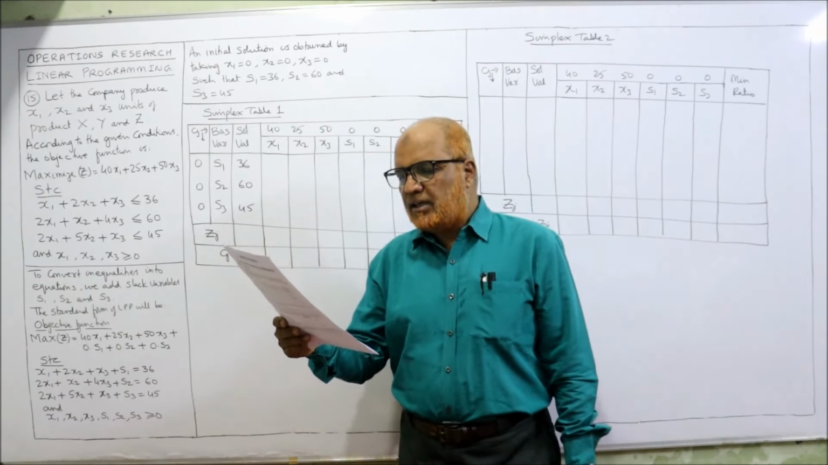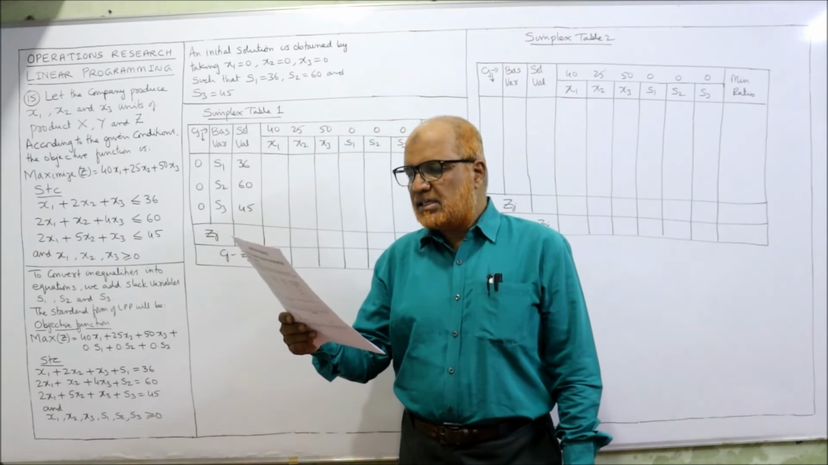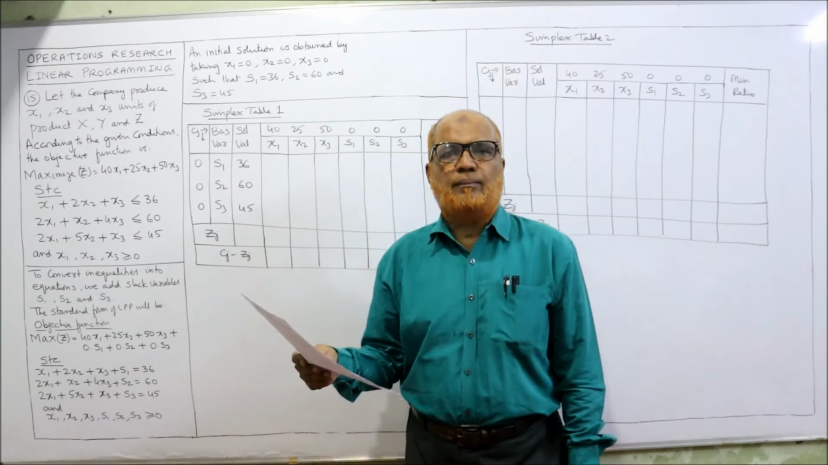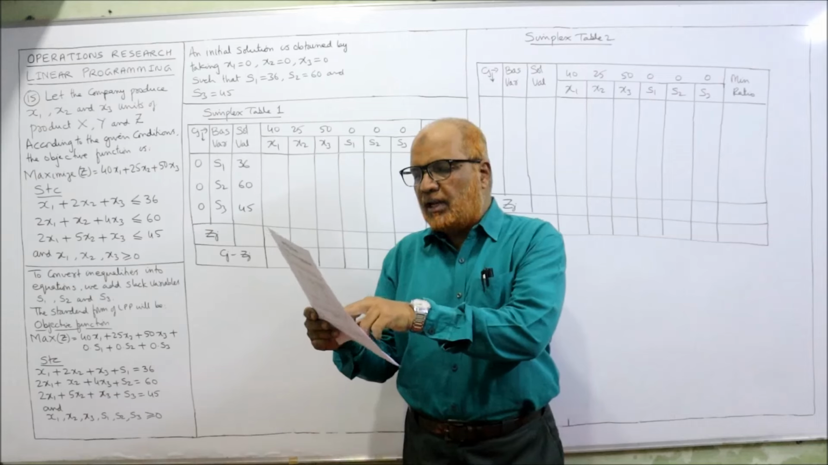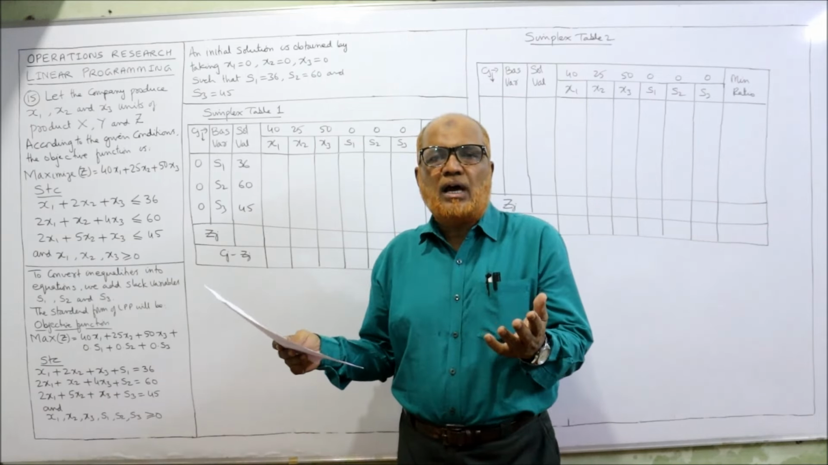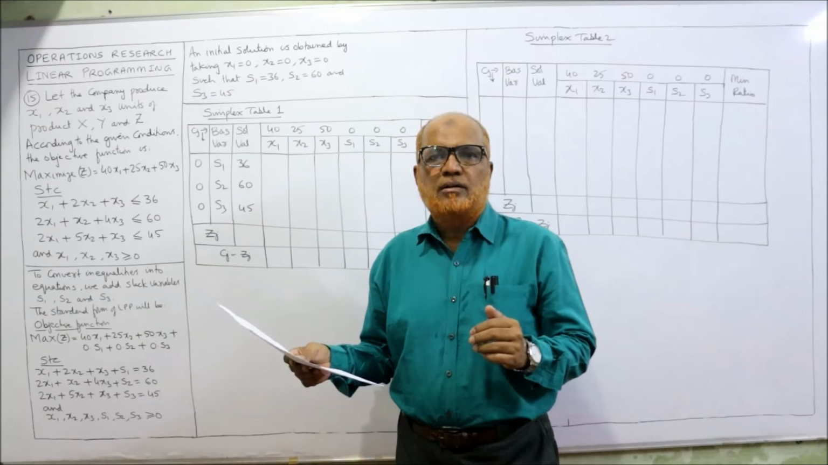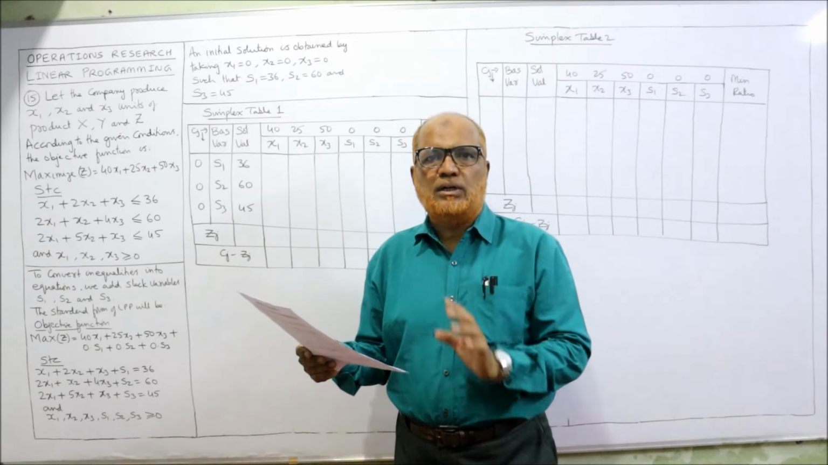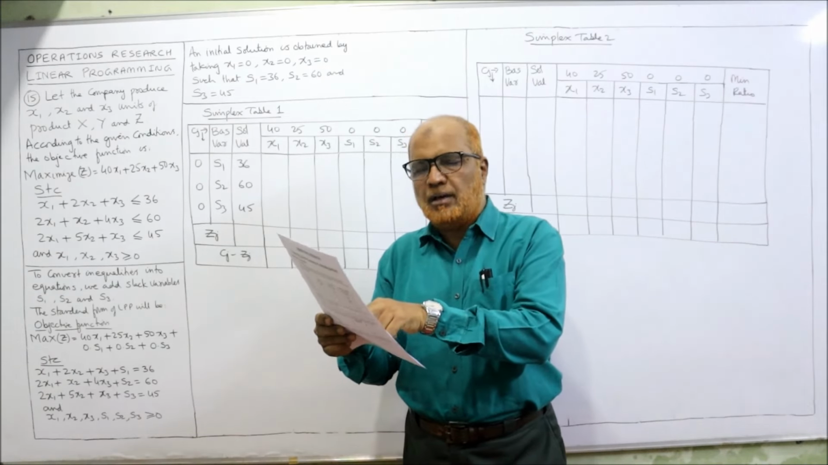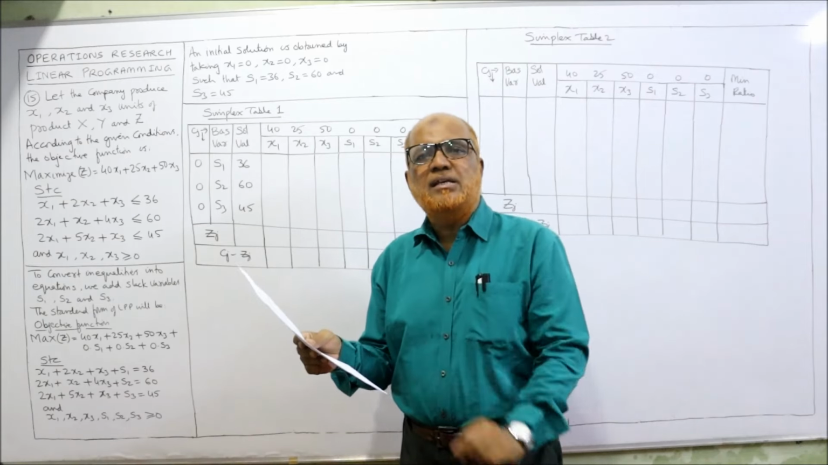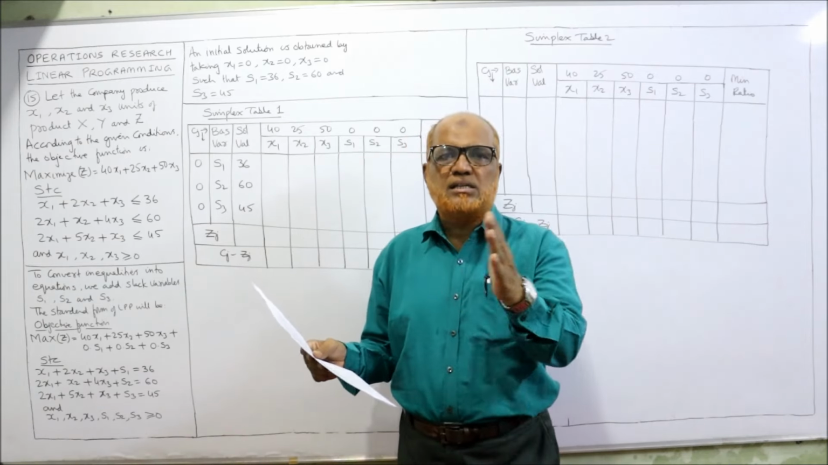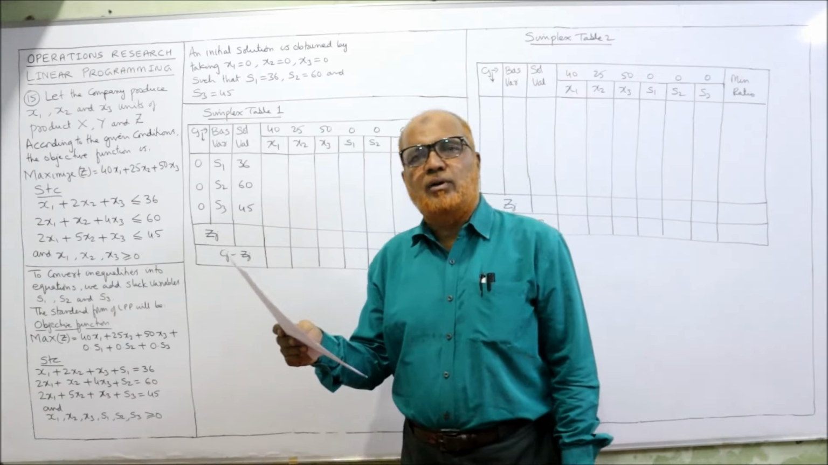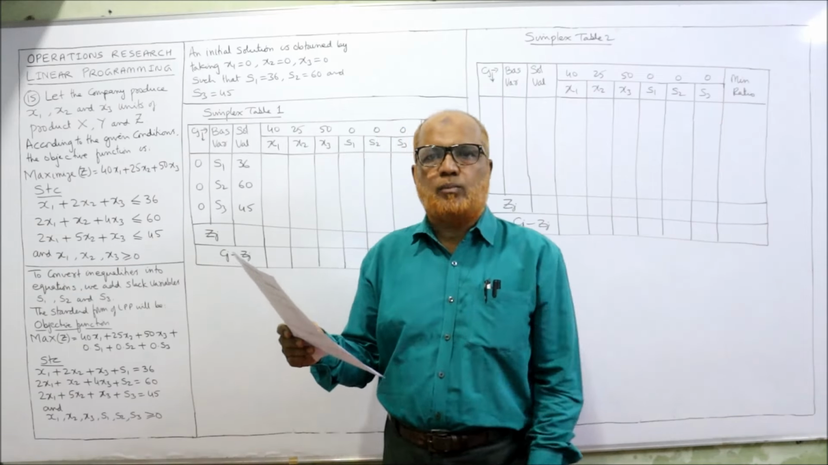The number of units of raw material available are 36, 60, 45 respectively. That means there is a restriction on the availability of raw material. Raw material A is available only 36 units. That means we don't have more than 36 units. So we can make use of either 36 or less, less than or equal to 36. Similarly, for material B, the maximum availability is 60 units. So we can use either 60 or less, not more than 60. Then C raw material available is 45 units. We can use either 45 or less, not more.